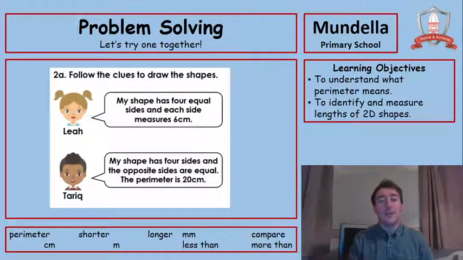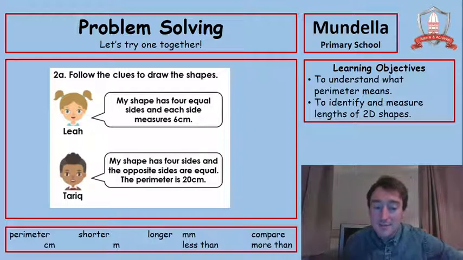So let's try this together. Leah says, my shape has 4 equal sides and each side measures 6 centimetres. So 4 equal, that means they're the same. So 4, how can we work that out? It's almost like doing 6 times 4, isn't it? Or add 6 four times. I'll let you think about that.